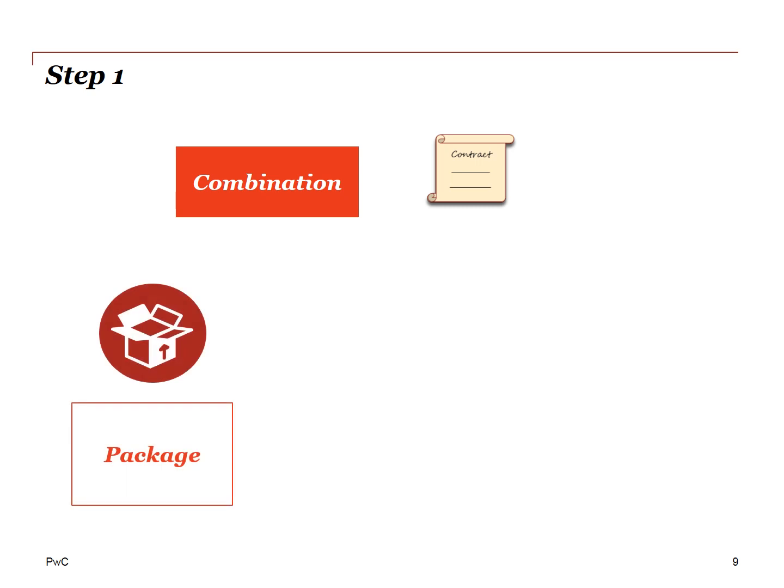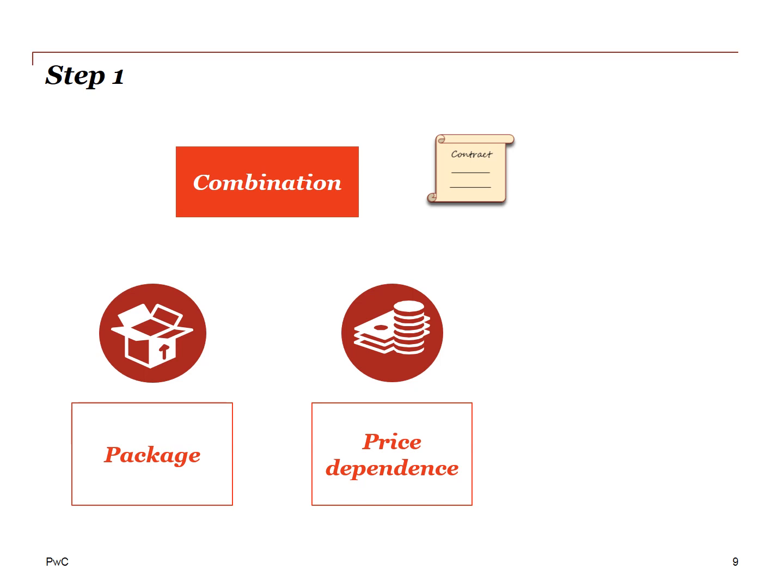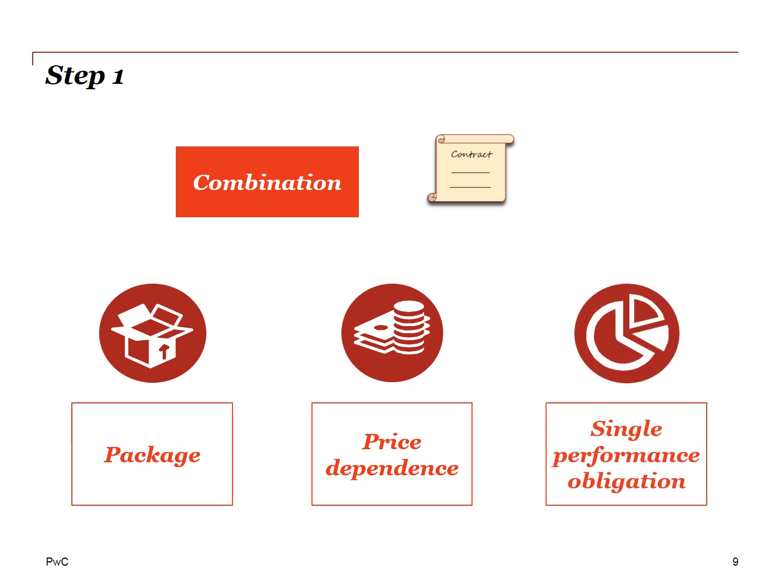The contracts are negotiated as a package with a single commercial objective. The amount of consideration to be paid in one contract depends on the price or performance of the other contract, or the goods or services promised in the contracts, or some goods or services promised in each of the contracts, are a single performance obligation.